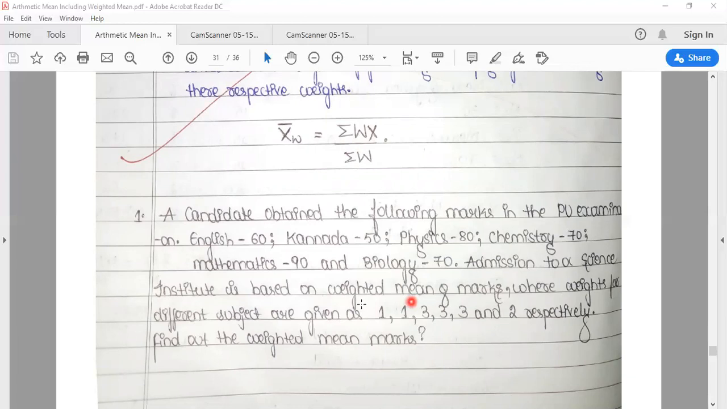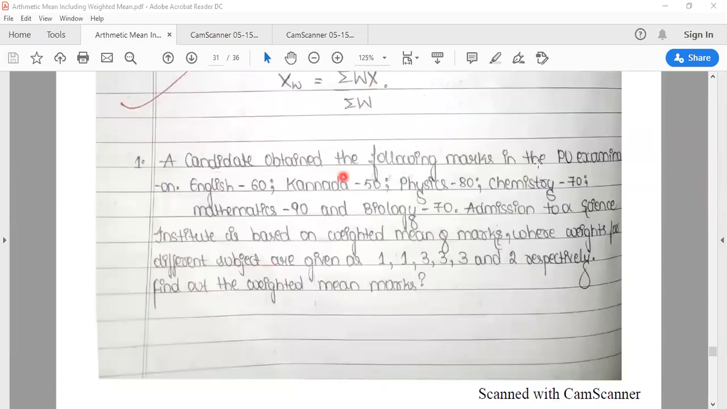And again in this problem also, read the question thoroughly. They will give you the x values, they will also give you the weights. Now if you see this first problem, a candidate obtained the following marks in the PU examination where the subjects' marks are given. So these subjects' marks are nothing but x. And again they have given you the weights also. So you have 1, 1, 3, 3, 3 and 2 respectively. Respectively means 1 is for English, again 1 is for Kannada, 3 physics, 3 chemistry. So you have to take that number for the particular subject.